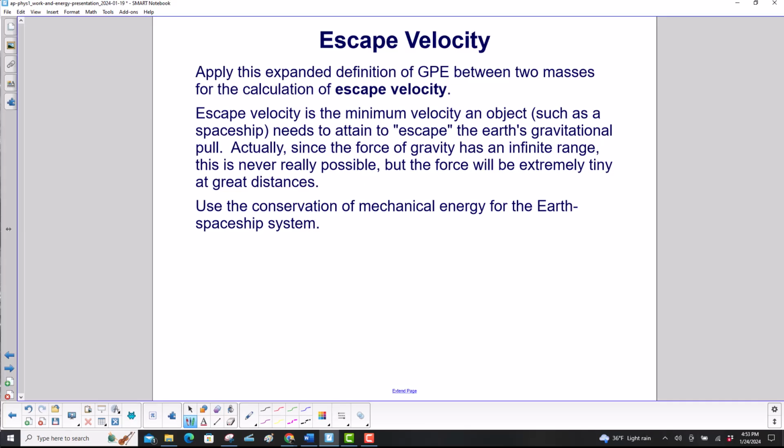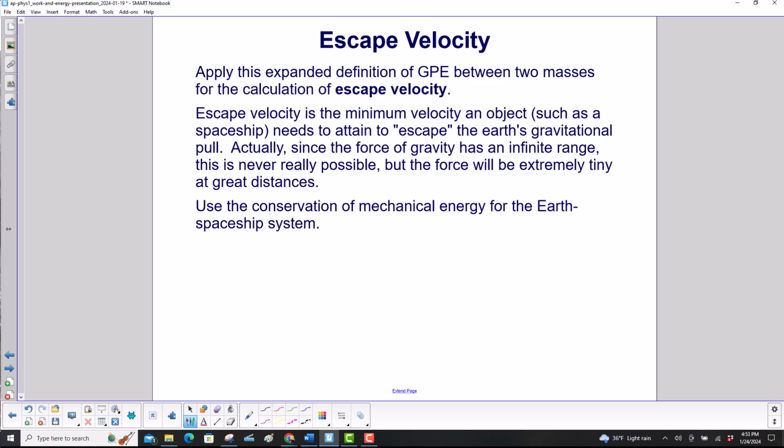Now apply this expanded definition of GPE between two masses for the calculation of escape velocity. Escape velocity is the minimum velocity an object, such as a spaceship or a rocket, needs to attain to escape the Earth's gravitational pull. Actually, since the force of gravity has an infinite range, this is never really possible, but the force will be extremely tiny at great distances.